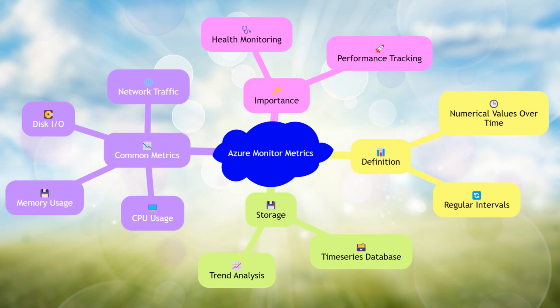Azure Monitor metrics are numerical values that describe some aspect of a system at a particular point in time. These metrics are collected at regular intervals and can be used to track the performance and health of your resources. Metrics in Azure Monitor are stored in a time series database, allowing you to analyze trends over time. Common metrics include CPU usage, memory usage, disk I/O, and network traffic. Understanding these metrics is key to interpreting the health and performance of your Azure resources.